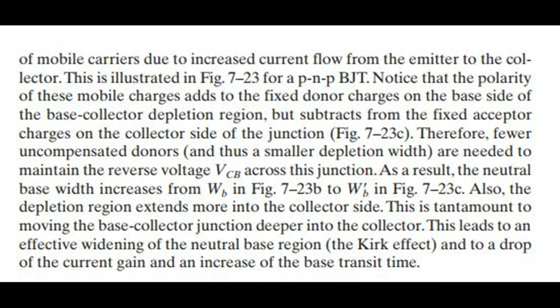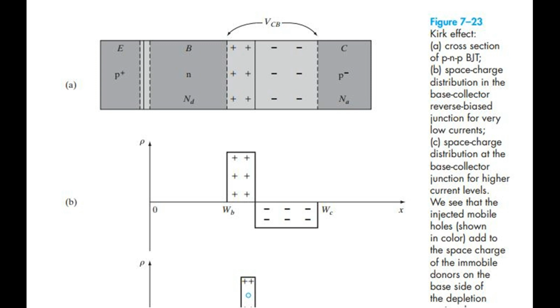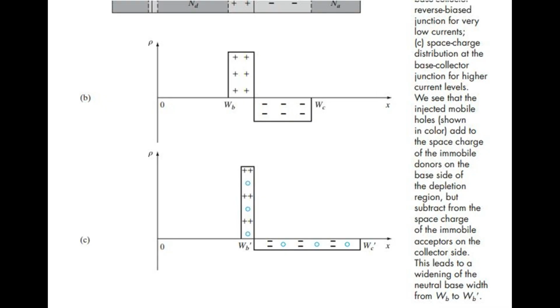Figure 7.23 Kirk effect. A, cross-section of PNP BJT. B, space charge distribution in the base collector reverse biased junction for very low currents. C, space charge distribution at the base collector junction for higher current levels. We see that the injected mobile holes, shown in color, add to the space charge of the immobile donors on the base side of the depletion region, but subtract from the space charge of the immobile acceptors on the collector side. This leads to a widening of the neutral base width from WB to WB'.